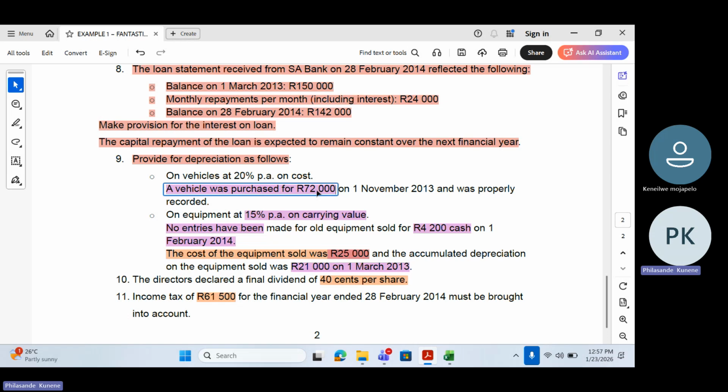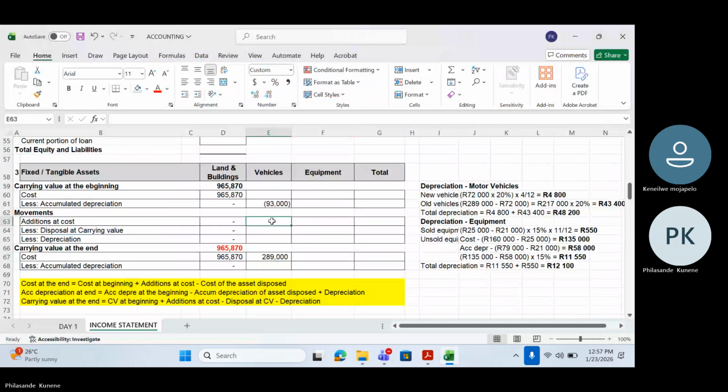So where does that 72,000 go? Where is it supposed to go? It's supposed to go to additions. Very good. So now my additions are going to have how much? 72,000. So how much is my cost at the beginning then?